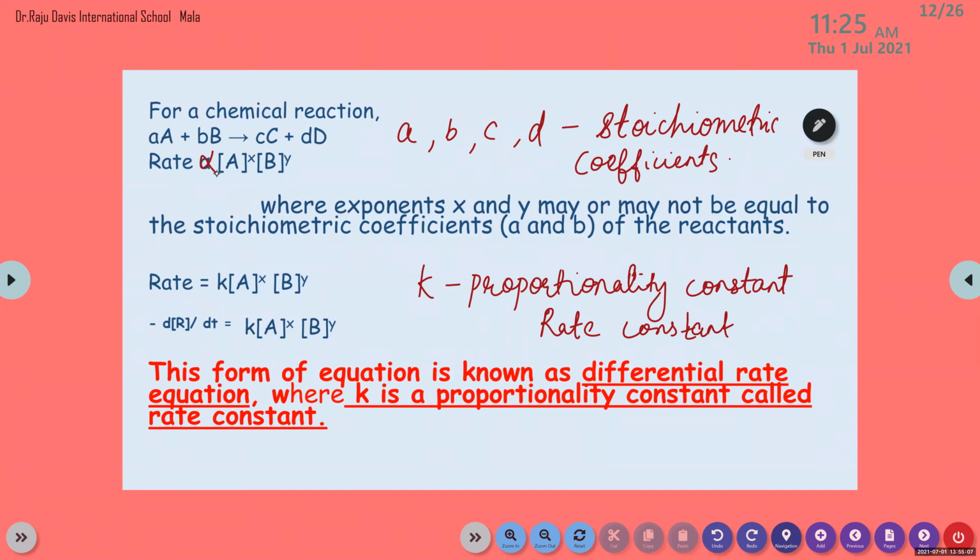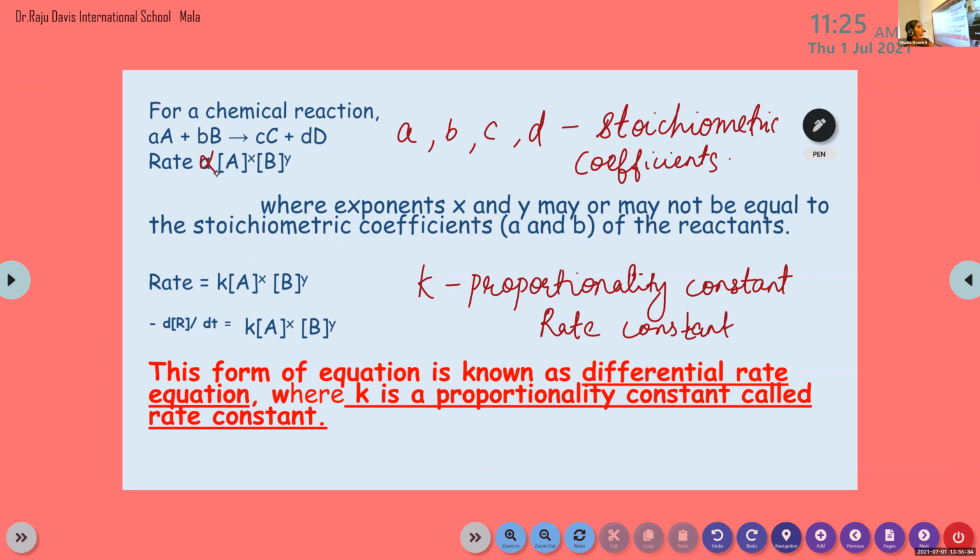Rate is proportional to concentration of A raised to x, concentration of B raised to y. Okay, then we just remove that proportionality sign and add a constant K. It is known as proportionality constant or rate constant. Then we write another equation of this rate, that is minus d[R]/dt. And here, due to the presence of this d/dt, it is known as differential rate equation.